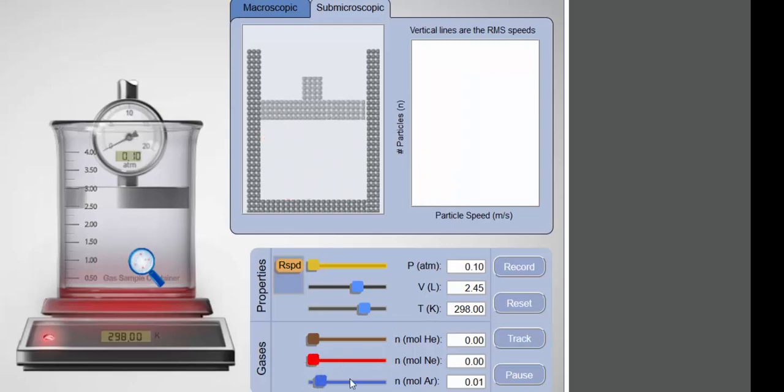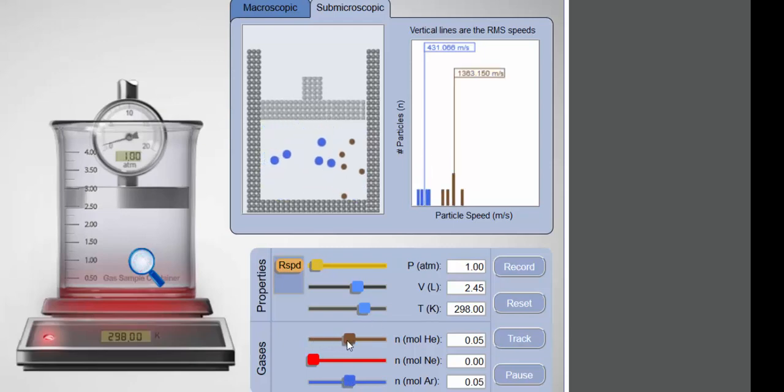We can replace that neon with argon, and you'll see that the pressure is 1.0. Lastly, we can put an equal mixture of argon and helium. Now answer question 5 on the worksheet.